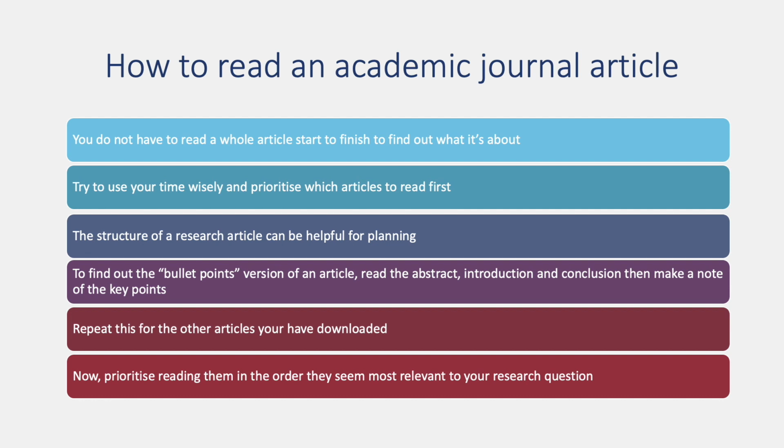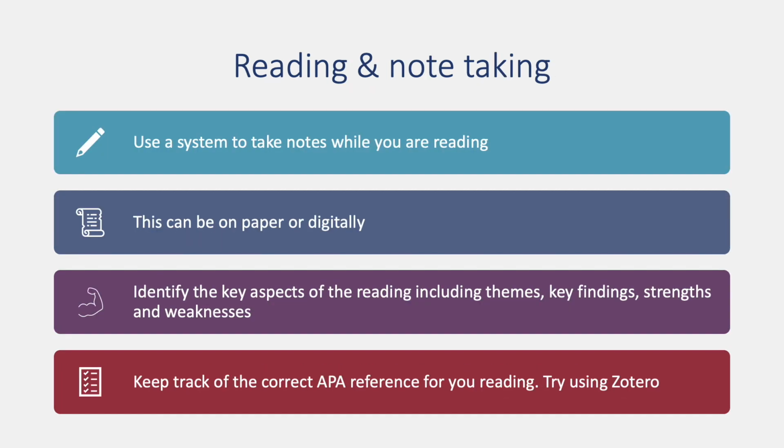You need to prioritise and decide which articles are most important to your literature review and most relevant to you. You can do this by first just reading the abstract, introduction, and conclusion of the article. Then make brief notes about the key themes or findings. Do this for all the articles or book chapters you've collected. Now use your notes to prioritise which ones to read first. You also want to make your reading process as active and useful as possible. Use a system to take notes while you're reading.